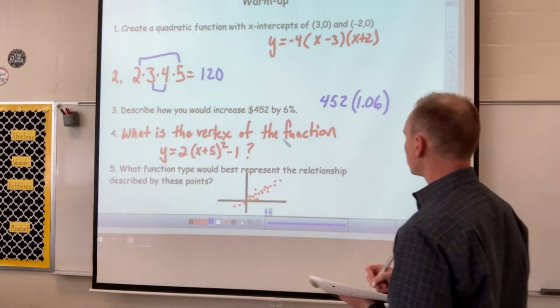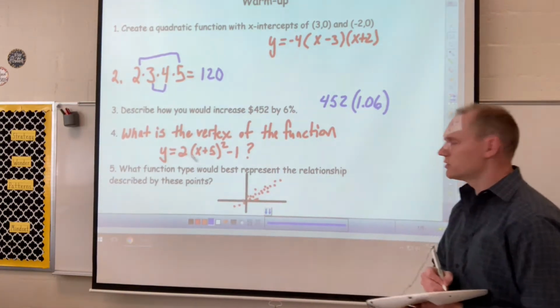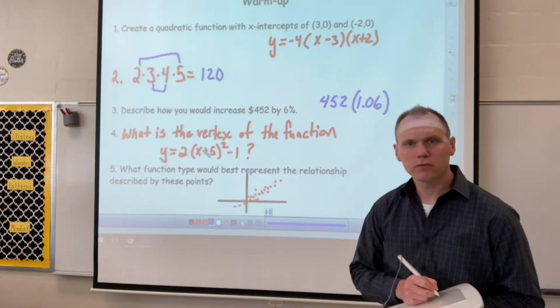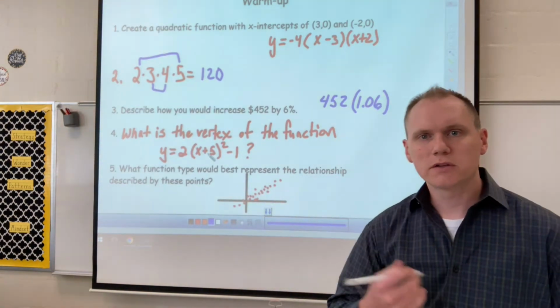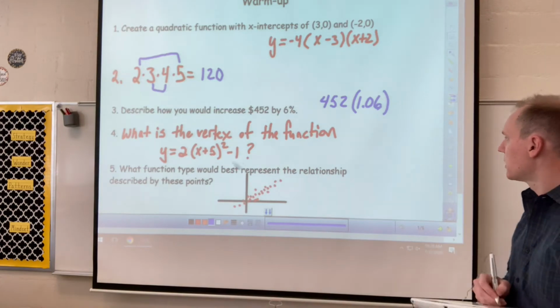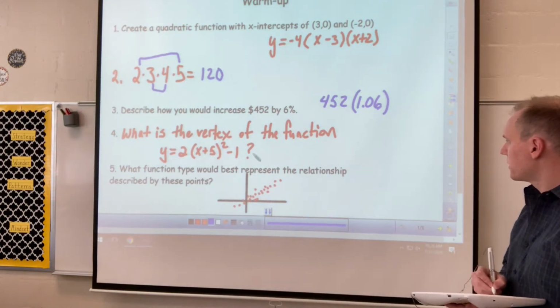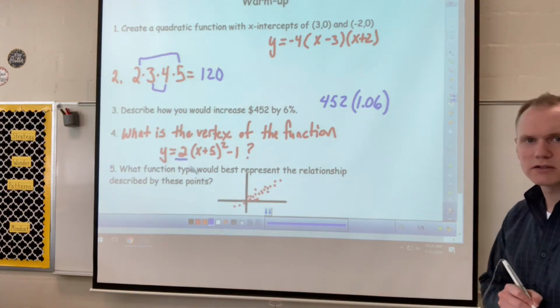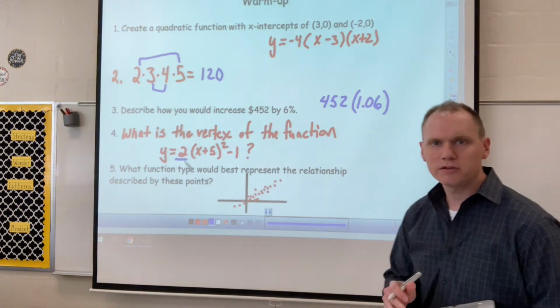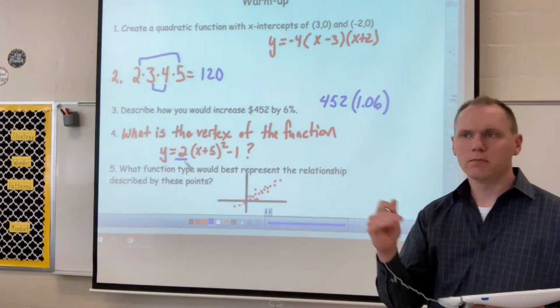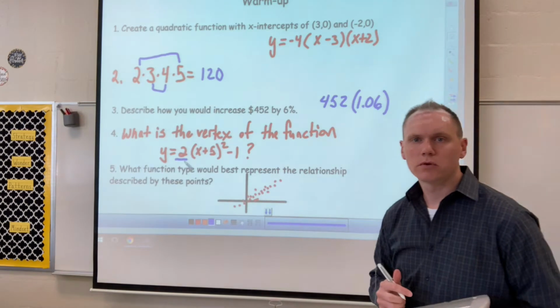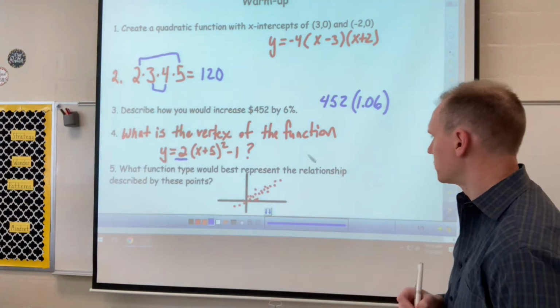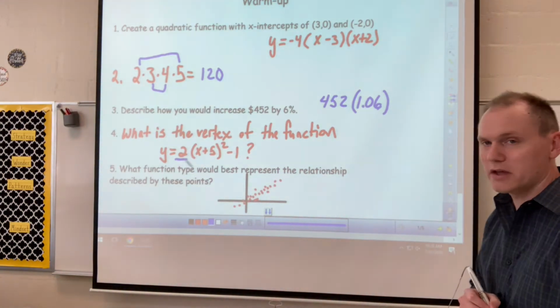What is the vertex of this function here? Remember from a previous video, this is vertex form. So we can tell the vertex rather easily here. This 2 does not impact the vertex at all. All that 2 does is change the vertical stretch or compression of the function. We'll talk about that in our next video.